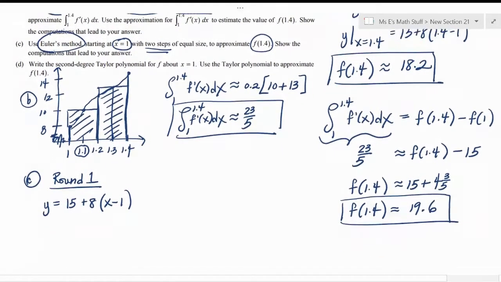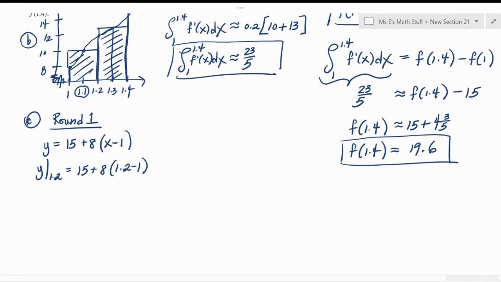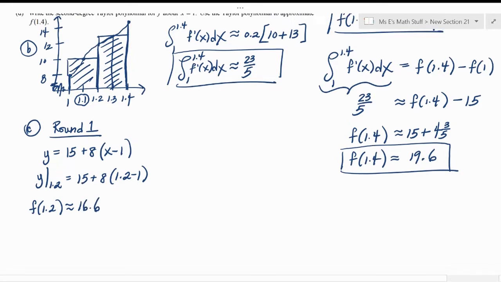So that means that if we need to go from 1 to 1.4, that's a total distance of 0.4. Split that into 2 equal parts, and you're going to add 0.2. So this was at x equals 1, and so we're going to plug in 1.2 to that. And what do we find out? We find out that f of 1.2 would be approximately what we're about to get here. So 1.2 minus 1 is 0.2, times 8 is 1.6, plus 15, 16.6. All right, round 2.